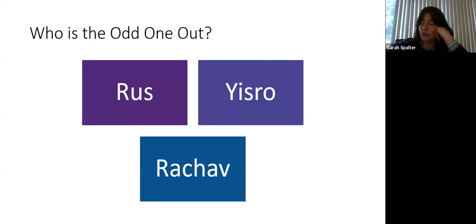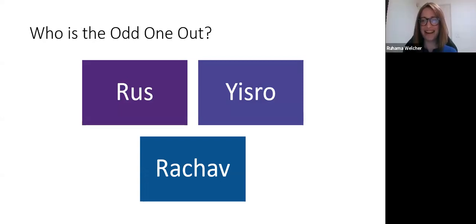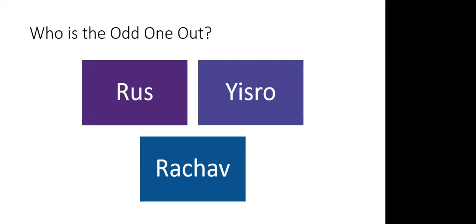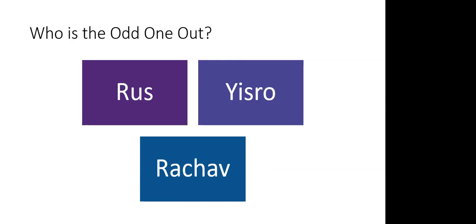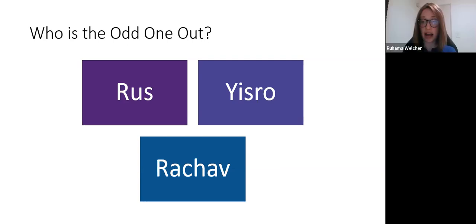Yisro doesn't start with a resh. Yisro doesn't start with a resh. Okay, great. Yisro's in the Torah. Sorry? Yisro's in the Torah. Yisro's in the Torah, and Rus and Rachav are Nevi'im and Ksuvim, absolutely. Rachav. Why? The other 2 are Gerim. Rachav converted, that's why I put them all up.